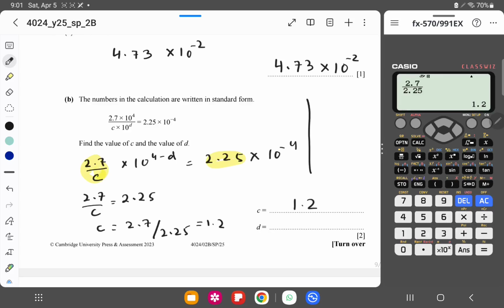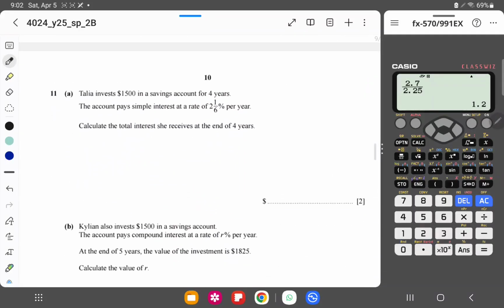Now come to D. 10 to the power 4 minus D is equal to 10 to the power minus 4. Now what are we going to do here? We are just comparing. The base is 10 and the powers are 4 minus D and minus 4. So 4 minus D is equal to minus 4. Then you can write minus D is equal to minus 4 minus 4, that is minus 8. And D will be equal to positive 8 in this question. Alright.